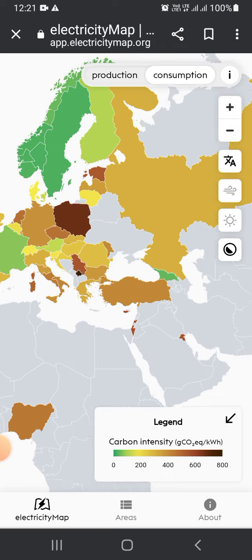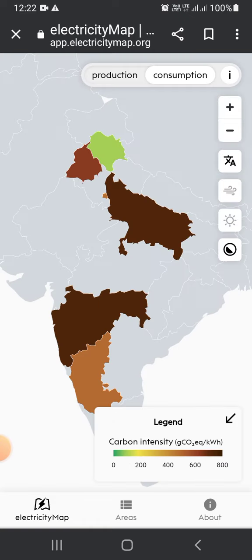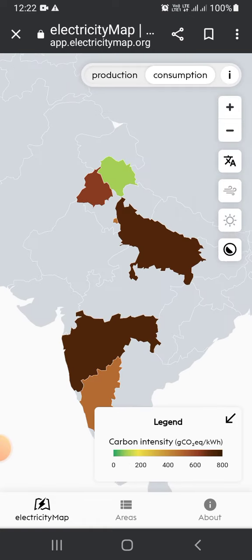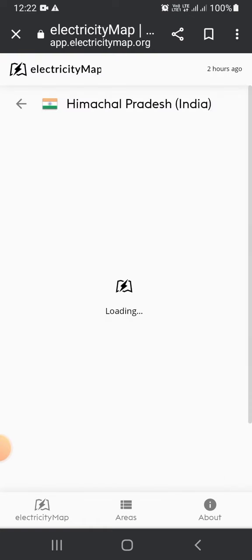Now, if I talk about India, 70% of the electricity of India comes from coal power plants and 3% of electricity comes from nuclear. We can see that in Maharashtra we have the nuclear power plant Tarapur, and it produces 2% of the total electricity provided in Maharashtra. The green color has less CO2 emission. It's the Himachal Pradesh state of India, and it produces most of its electricity from hydro.